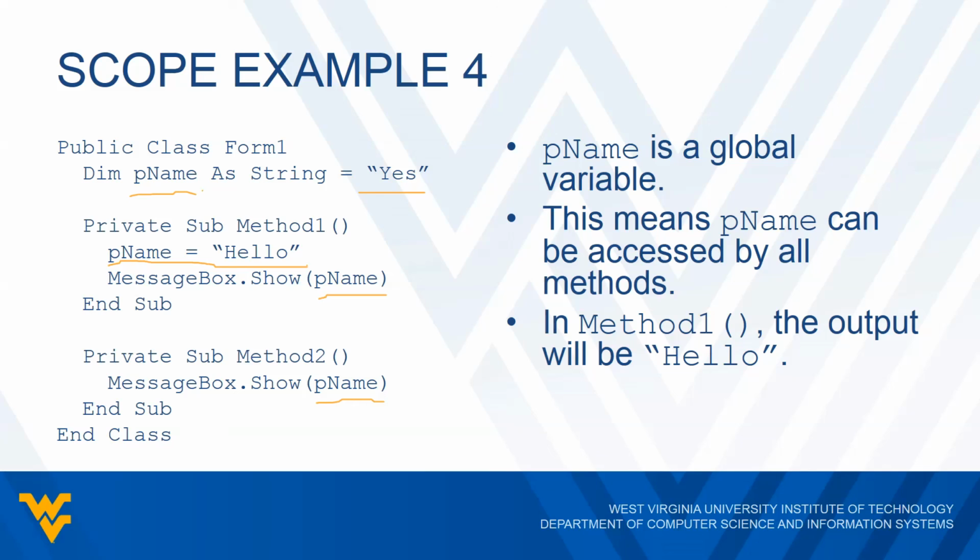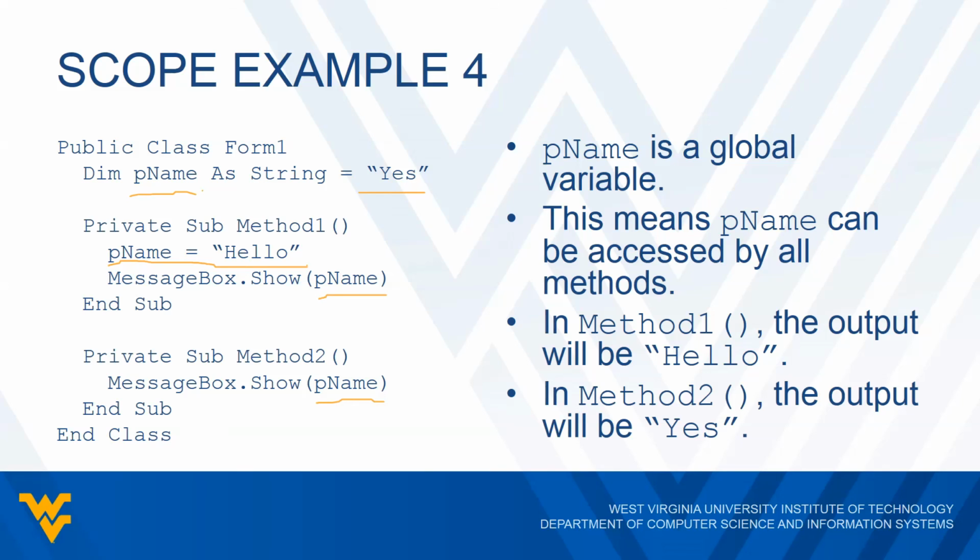Now let's look at method 2. Here, we're not changing anything in pname. So that means when we call this method, pname is initially yes, which means when we display the value of pname, it's going to take whatever is currently stored in there, which is yes. So therefore, method 2 is going to display the string yes.